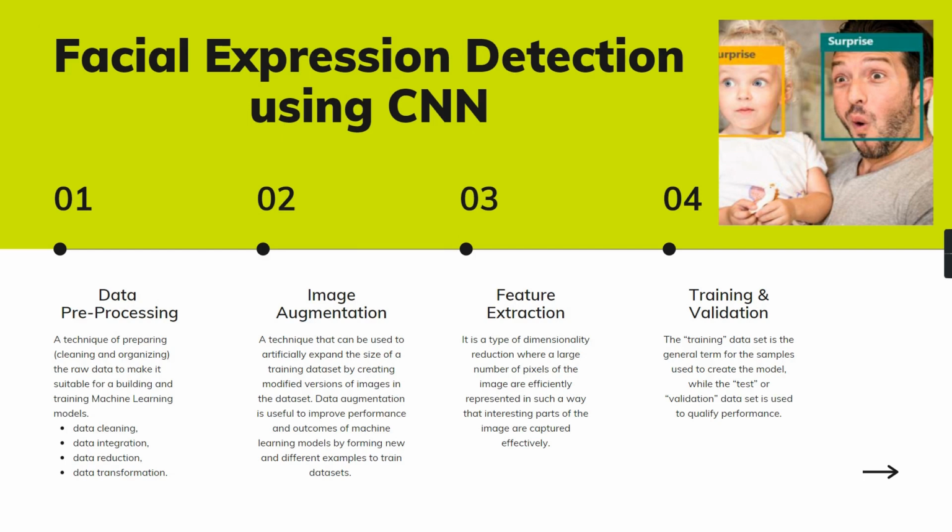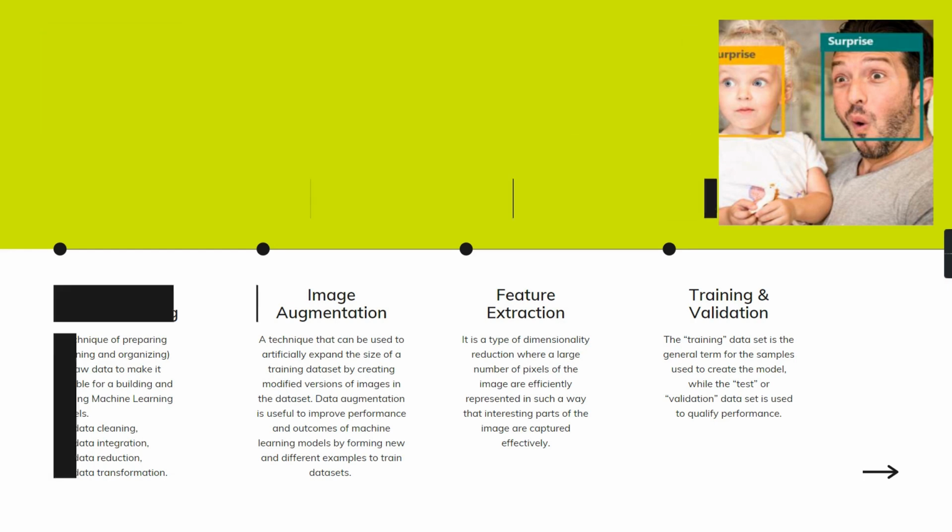So facial expression detection using CNN can be categorized into 4 parts, and the first part is data pre-processing, an important phase in building my project. Image augmentation will really increase our data set, and feature extraction makes our project more accurate after training and validation.